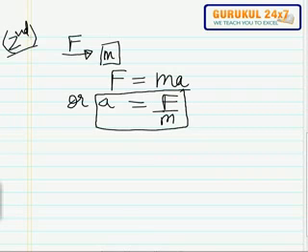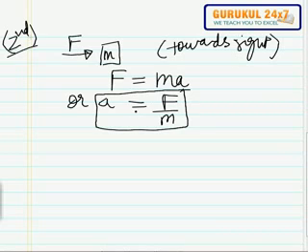Acceleration is a vector quantity. It has a direction, and in this case the direction is the same as the direction of the net external force. So in this case the mass m would be moving towards the right, in the direction of the net external force. This is the law that we are going to use mostly when solving problems involving Newton's laws.